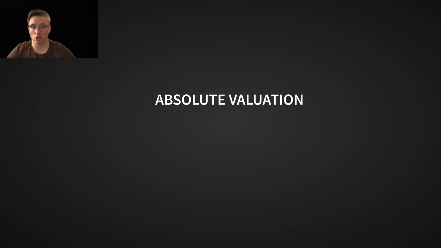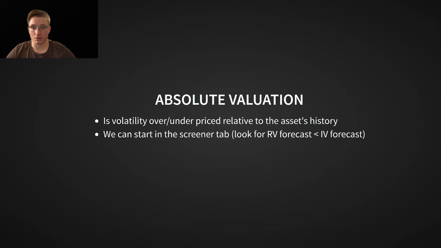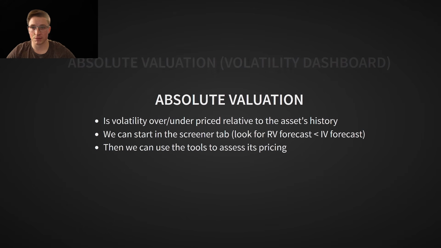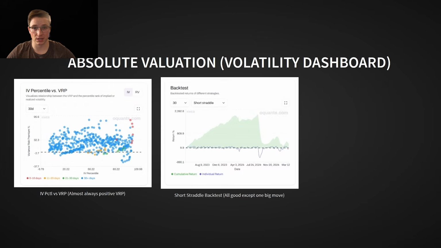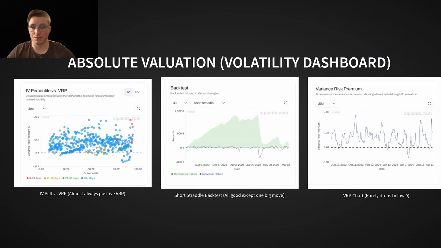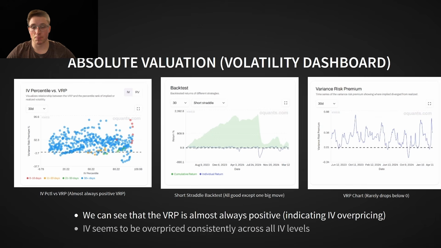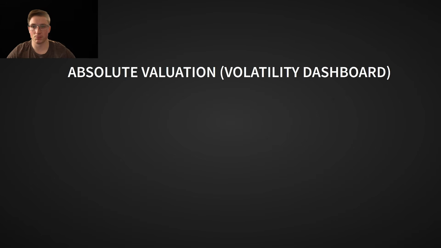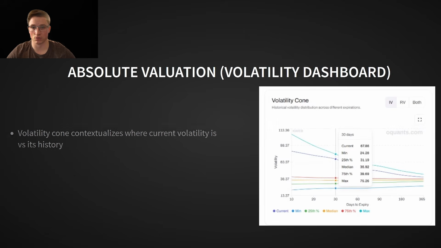Absolute valuation looks solely at the asset in question. A great example here is QUEB, a China-focused ETF. According to our expensive volatility screener, QUEB stands out with significantly elevated implied volatility compared to its realized volatility. Historical backtests and VRP charts reinforce this, showing that, barring one major move, selling volatility on QUEB has been consistently profitable. The volatility cone confirms that current implied volatility is at the high end of its historical range.